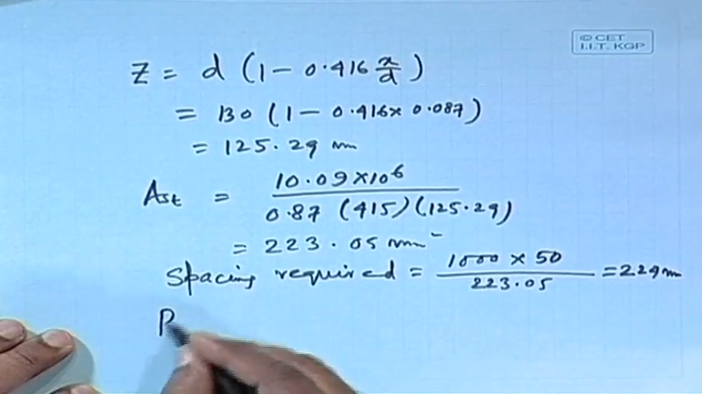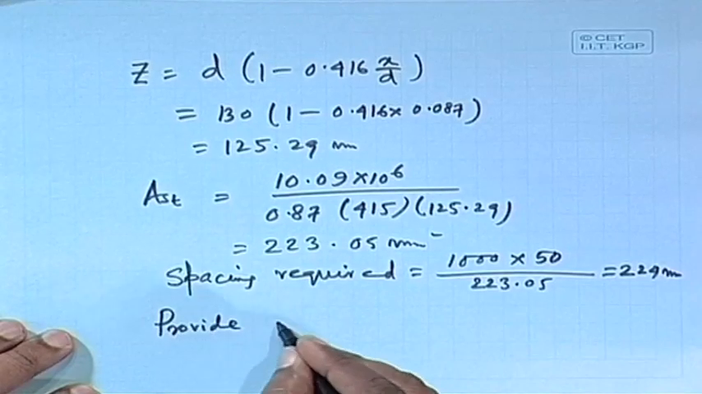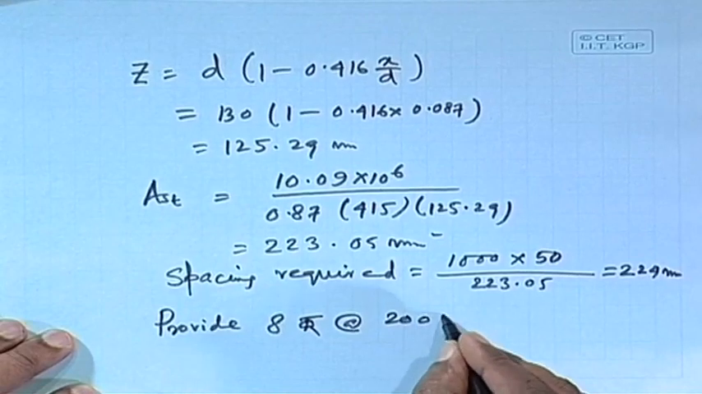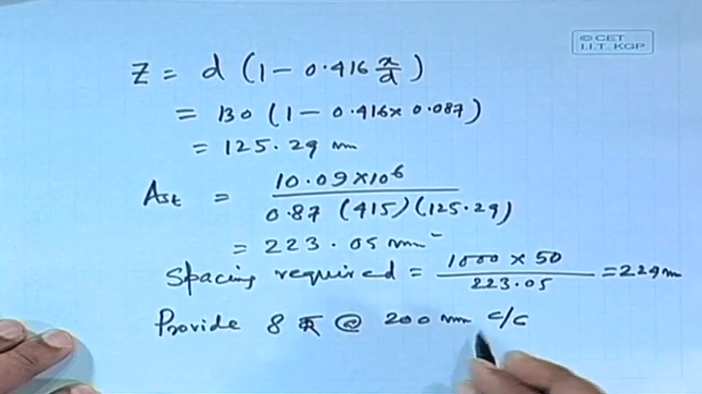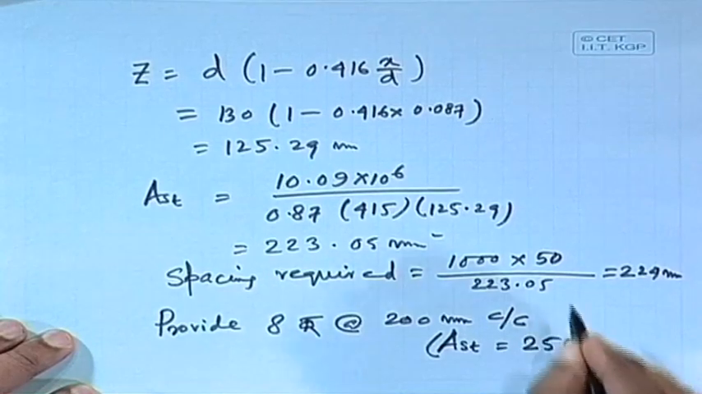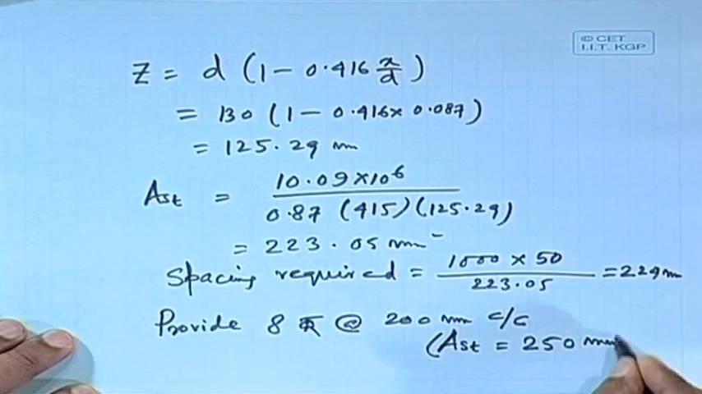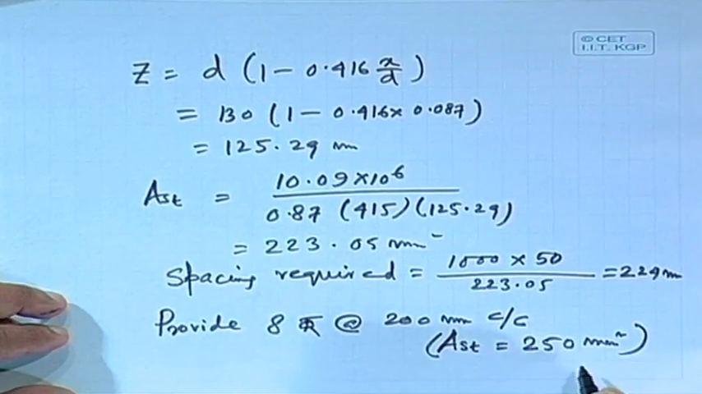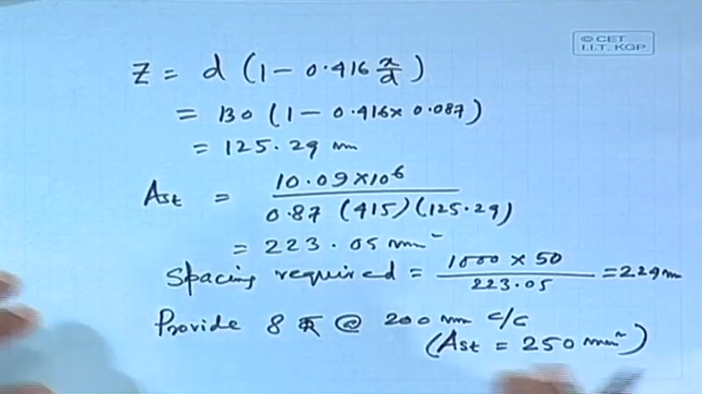So, we can provide 8 torr at the rate of 200 millimeter center to center. So, Ast provided equal to, after computation you can find out, 250 square millimeter. So, provide 8 torr at the rate of 200 millimeter center to center, that we can provide.